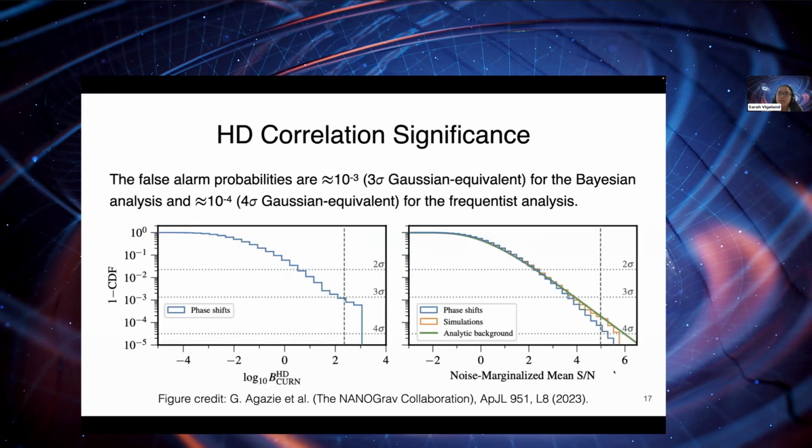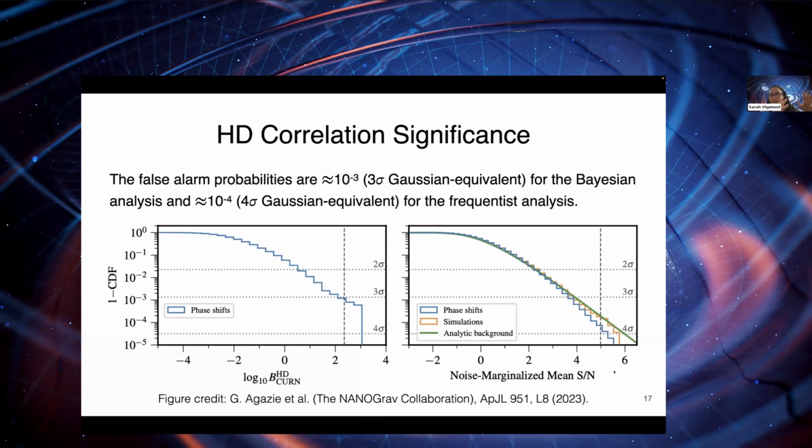Okay, now in order to determine the significance of these correlations, we have to compute the background distribution of our detection statistics, either the Bayes factor or the optimal statistic signal to noise ratio. And then we compare our measured values to those background distributions. The way we do this is something called phase shift. So with a phase shift, what you do is you take your Fourier basis, right, with all of your frequency components, and you just add random phase offsets to them. Okay, and you do this per frequency and per pulsar. And what this does on average is it breaks the correlations between different pulsars.